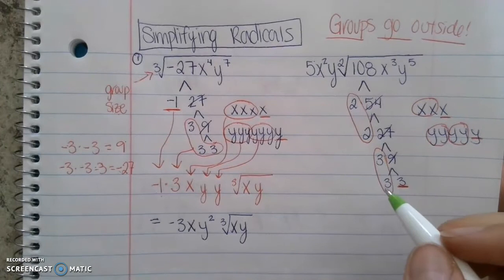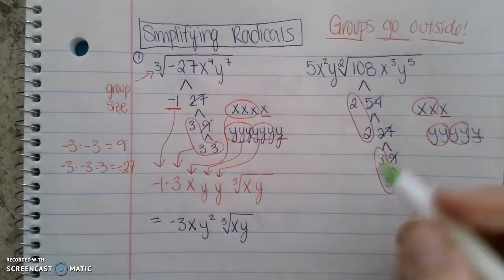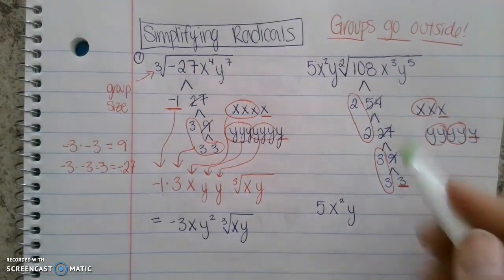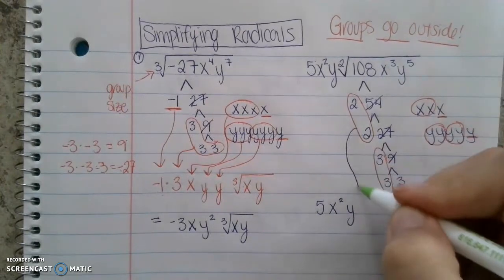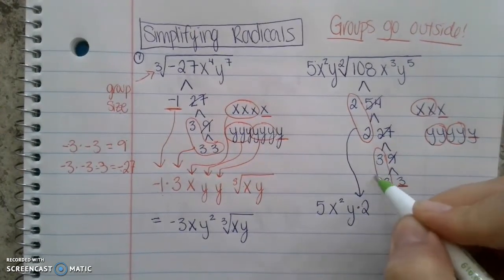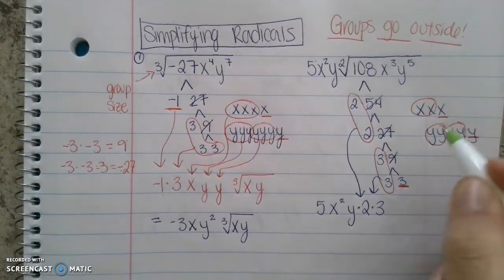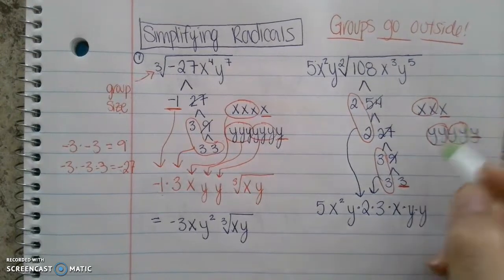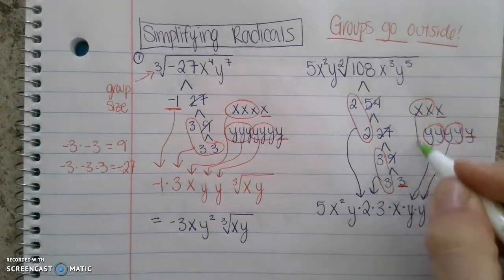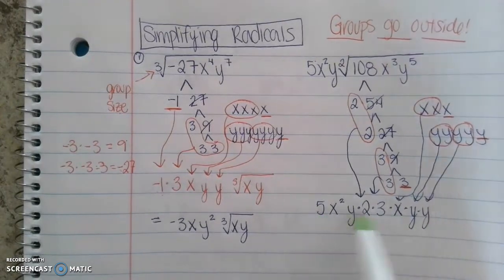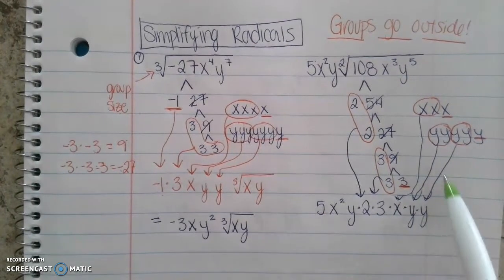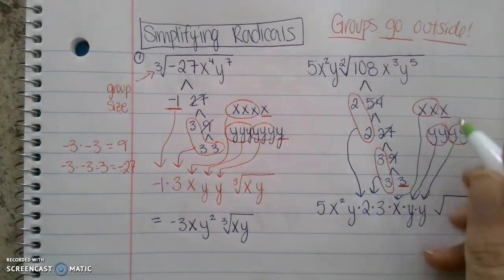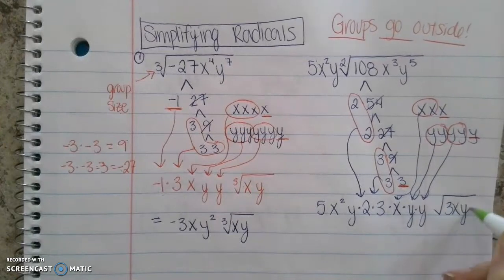All right, if you are to this point and you got stuck, we've got all this stuff on the outside. We've got 5x squared y on the outside, and we're bringing more stuff with us on the outside. We're going to bring another 2 on the outside, another 3 on the outside, another x, and then 2 y's are going to go on the outside with us. Okay, and remember, whenever we bring stuff outside, we always combine it all with multiplication. Taking a look back at our problem, all we have left over is the square root of 3xy. So that's going to go back underneath the radical.